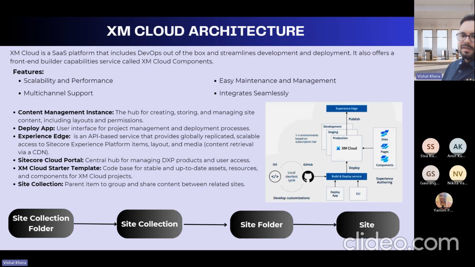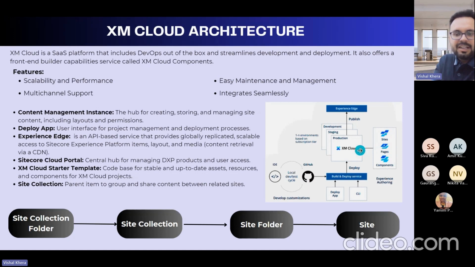Now, if we talk about this architecture diagram of XM Cloud, let's start from here. We have three things for experience authoring. Experience authoring means we can create components in the component builder. Then we have a page designer in which we can add those components and design our pages. And we can create sites as well. So these are the three authoring things which we can use in the XM Cloud portal itself.